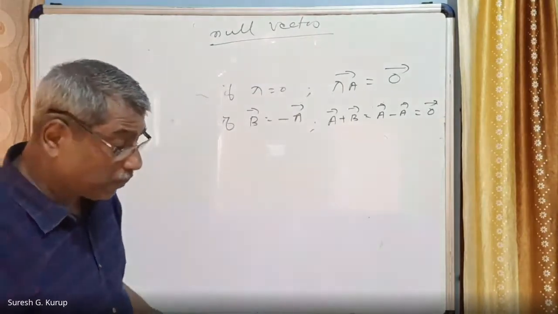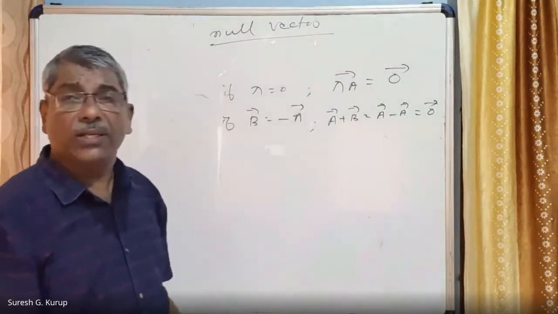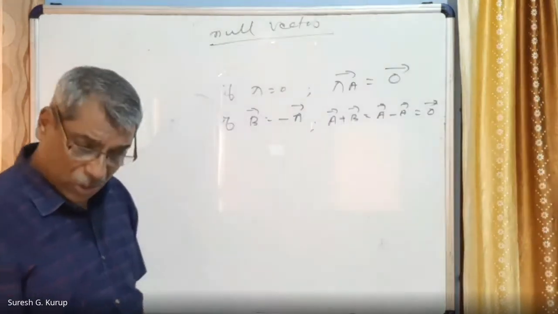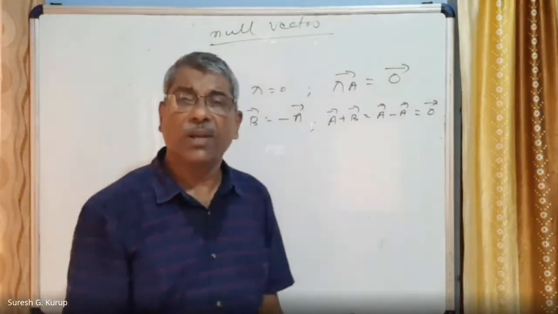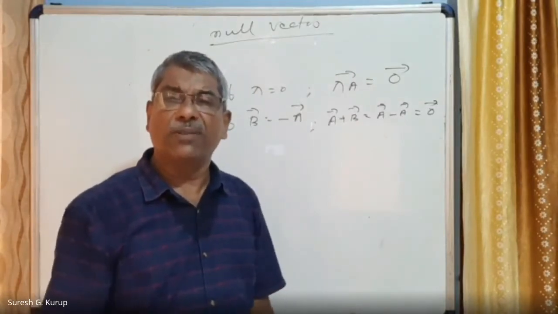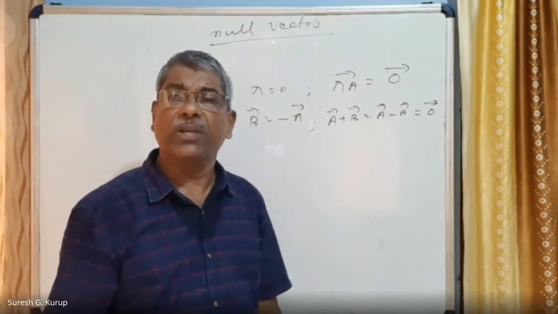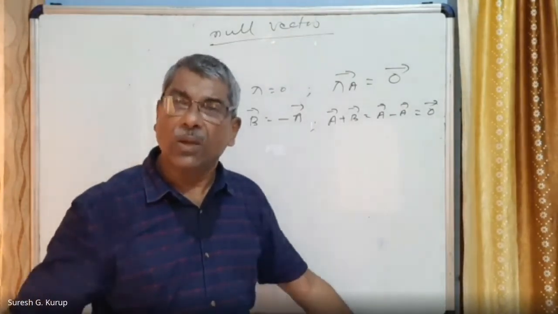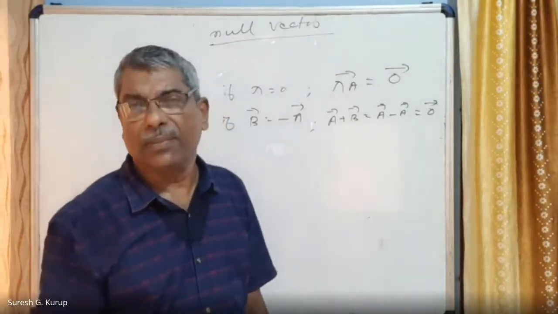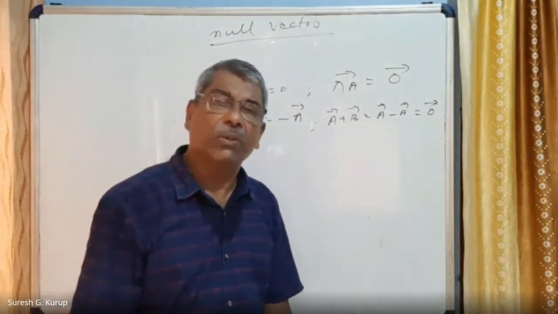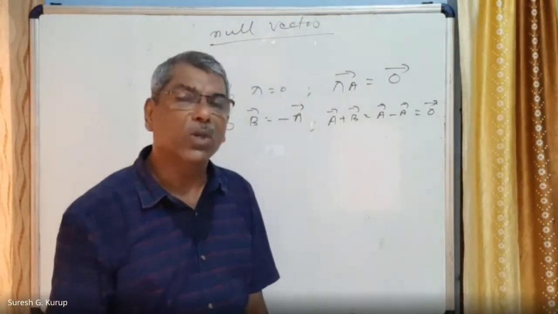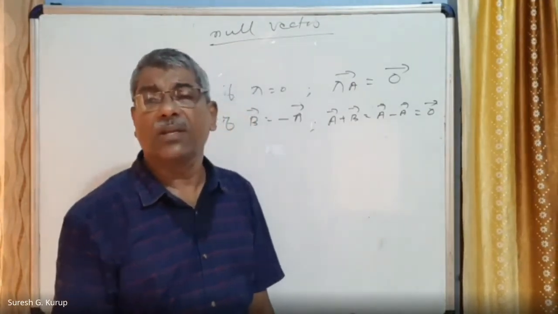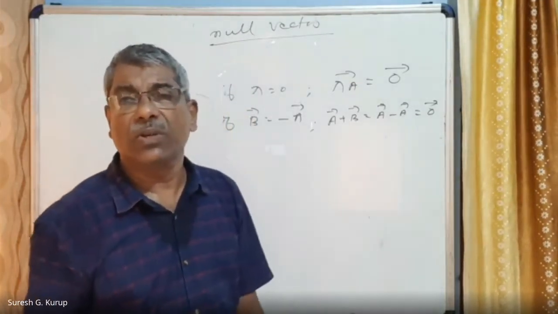For example, the acceleration of a body which is moving with uniform velocity. A body moving with uniform velocity means what? In every unit interval of time, the displacement of the body is the same. That means the change in displacement is equal in equal intervals of time. Then the velocity of the body is a constant value. When the velocity is constant, the acceleration is equal to 0 because the change in velocity is equal to 0.